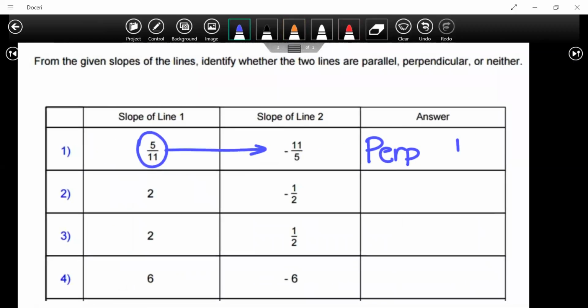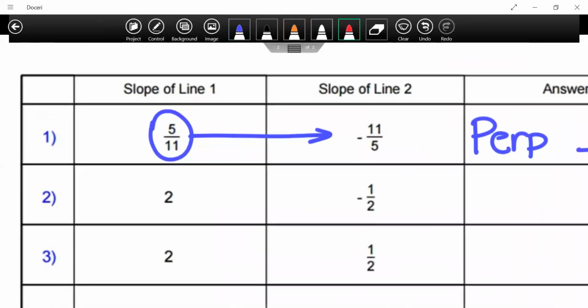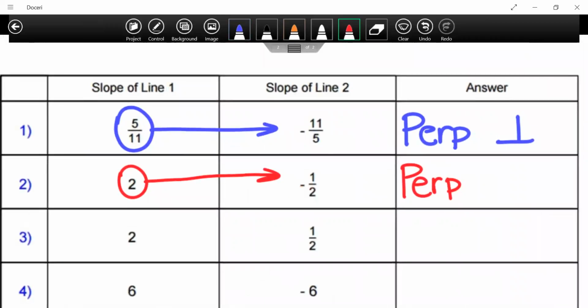Perpendicular. There's a little symbol in there so you guys get used to it. Symbolism, man. Oh, no, that's English. Whatever. What about number 2? Perpendicular, it's opposite flipped. What about 3? Neither. Is it its flipped? Yes, but it's not its opposite. Okay, this would be none or neither.